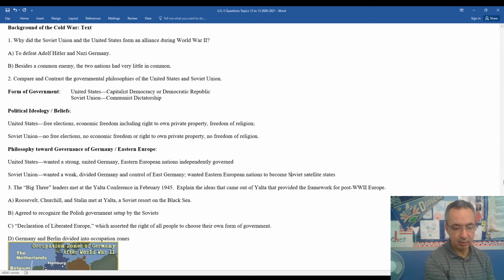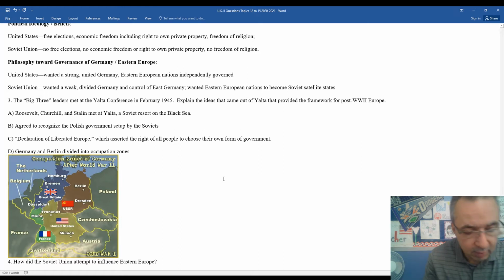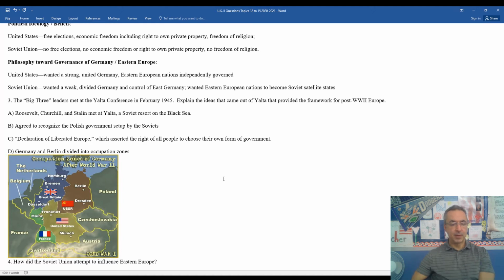They had a declaration of a liberated Europe, which asserted the rights of all people to choose their own form of government. Germany and Berlin would be divided temporarily into occupation zones. You can see on the map, the Soviet Union would control the eastern zone, the United States the south central zone, perhaps the largest of the zones. And then France and Great Britain would each control zones respectively. And of course, the French zone would be along the French border.